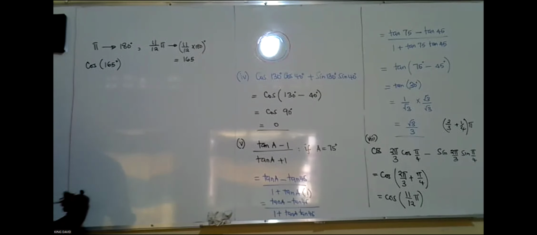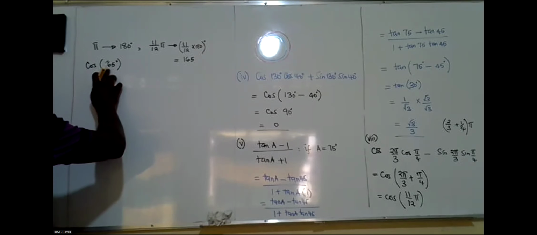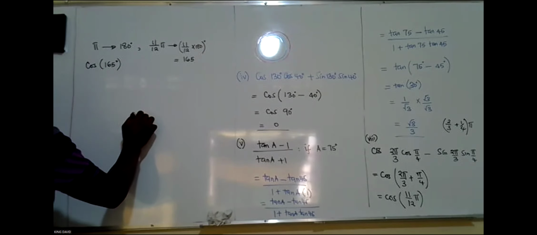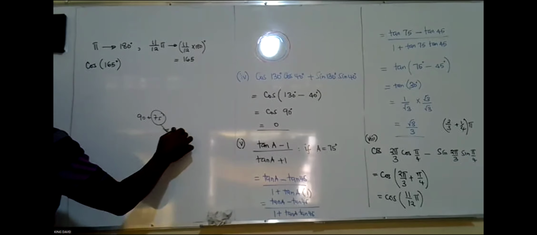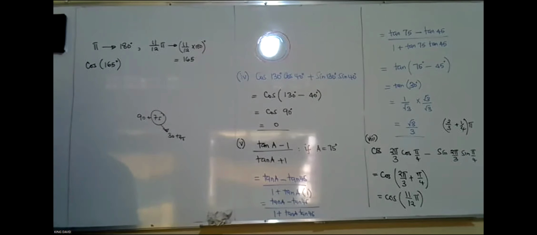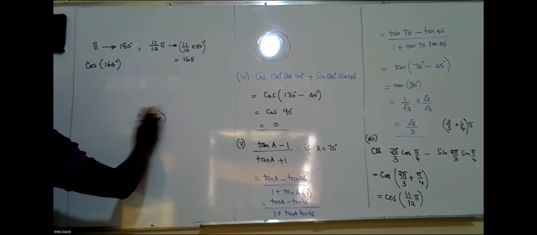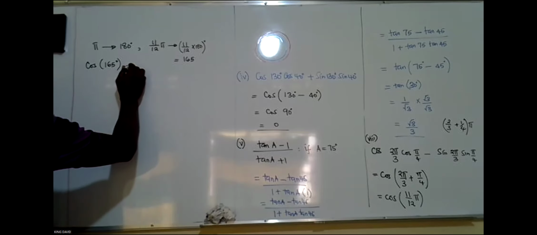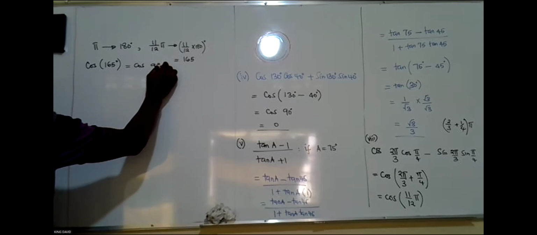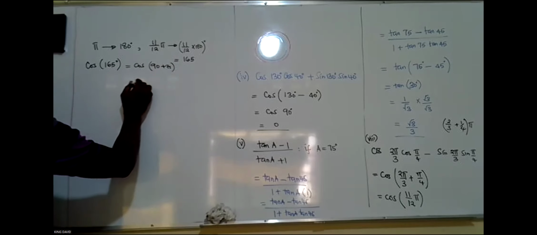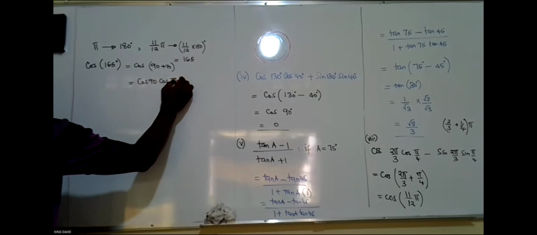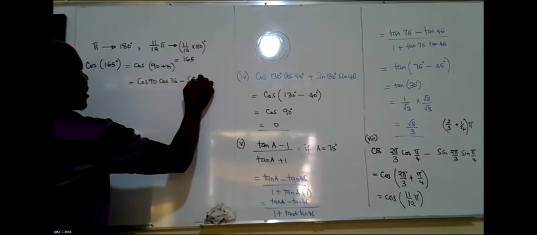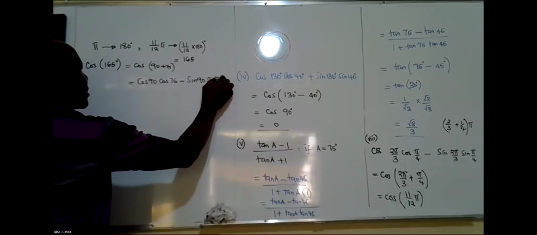Or you can say that this is 90 plus 75. But again, this 75, you'll have to split it as 30 plus 45. Any of them. So let's say this is cos of 90 plus 75. In other words, it is cos 90 cos 75 minus sin 90 sin 75.